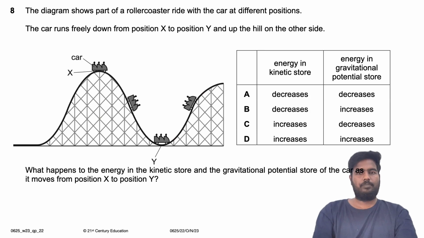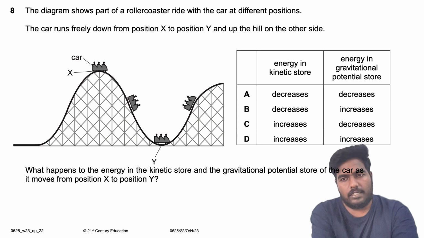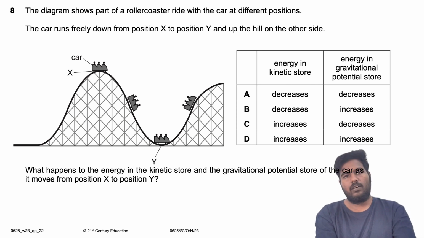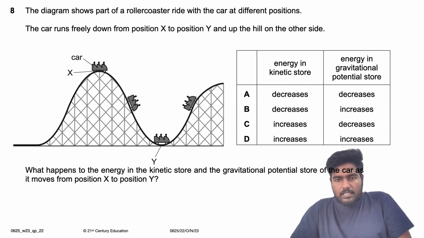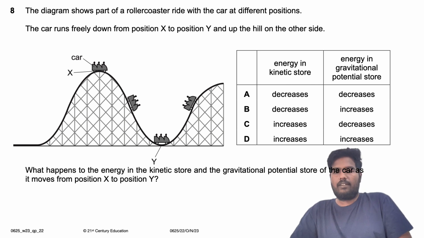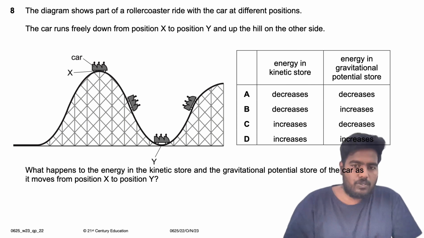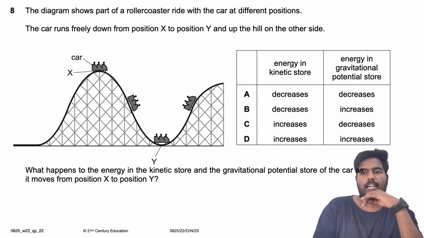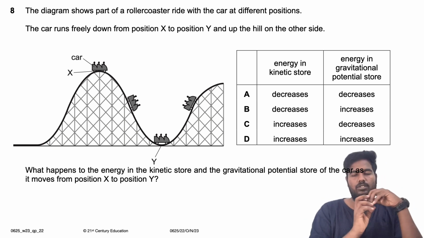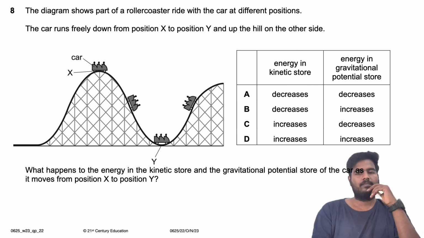The diagram shows part of a roller coaster ride with the car at different positions. The car runs freely down from position X to position Y up the hill on the other side. What they're asking is, what happens to the energy in the kinetic store and the gravitational potential store of the car as it moves from position X to position Y? So they're asking what happens to the energy in the kinetic store and the gravitational potential store, meaning how much energy is stored in that body. That's what they're asking. Okay, let's look at both energies.